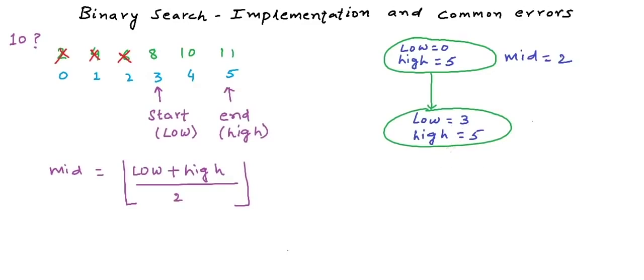Now if we calculate mid, then mid is equal to 4: 5 plus 3 upon 2. Is it equal to the target element 10? Yes, it is equal. So we have found our element. Our search is over. We found 10 at index 4.